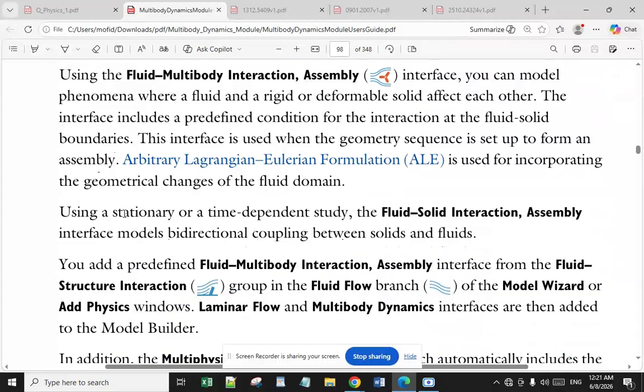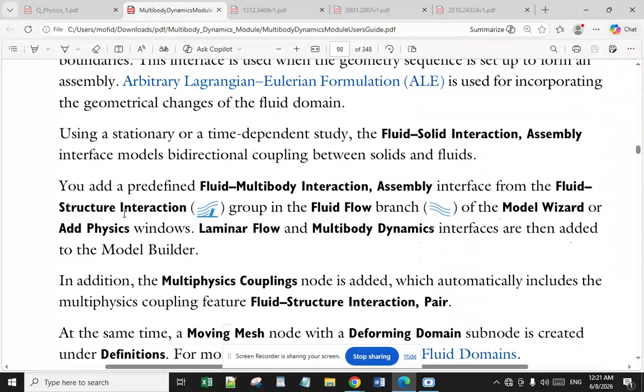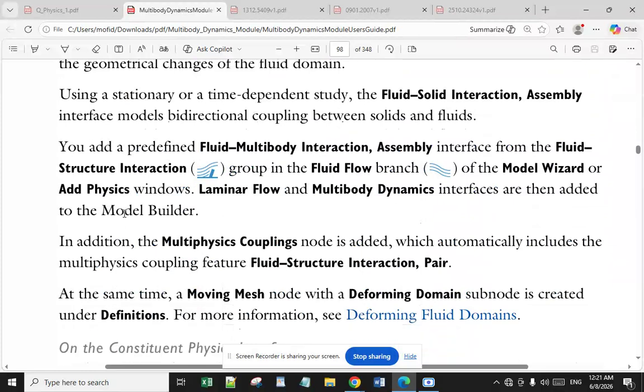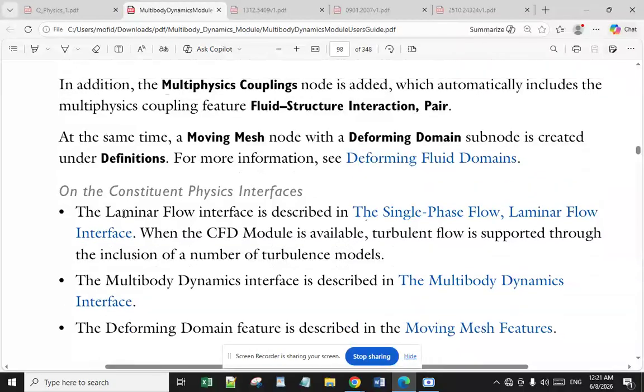Using a stationary or time-dependent study, the fluid multibody interaction assembly interface models bidirectional coupling between the solids and fluids. You add a predefined fluid multibody interaction assembly interface from the fluid structure interaction group in the fluid flow branch of the model wizard or add physics window. Laminar flow and multibody dynamics interfaces are then added to the model builder. In addition, the multiphysics coupling node is added, which automatically includes the multiphysics coupling feature, fluid structure interaction pair. At the same time, a moving mesh node with a deforming domain subnode is created under the definitions.